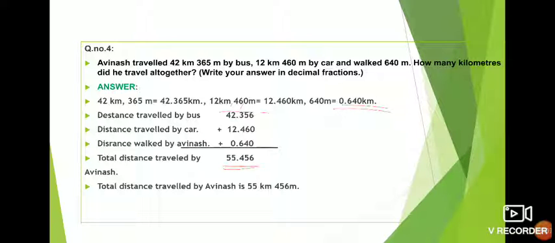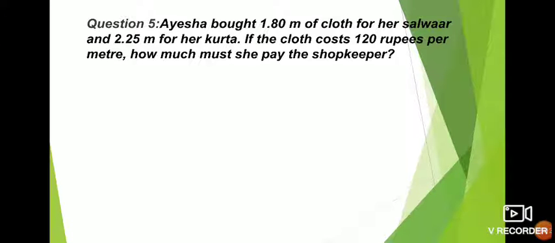How much distance he traveled, students? 55 kilometers and 456 meters. Now question number 6 is what? See, Aisha bought 1.80 meters of cloth for her salwar and 2.25 meters for her kurta. If the cloth cost is 120 rupees per meter, how much does she pay to the shopkeeper?